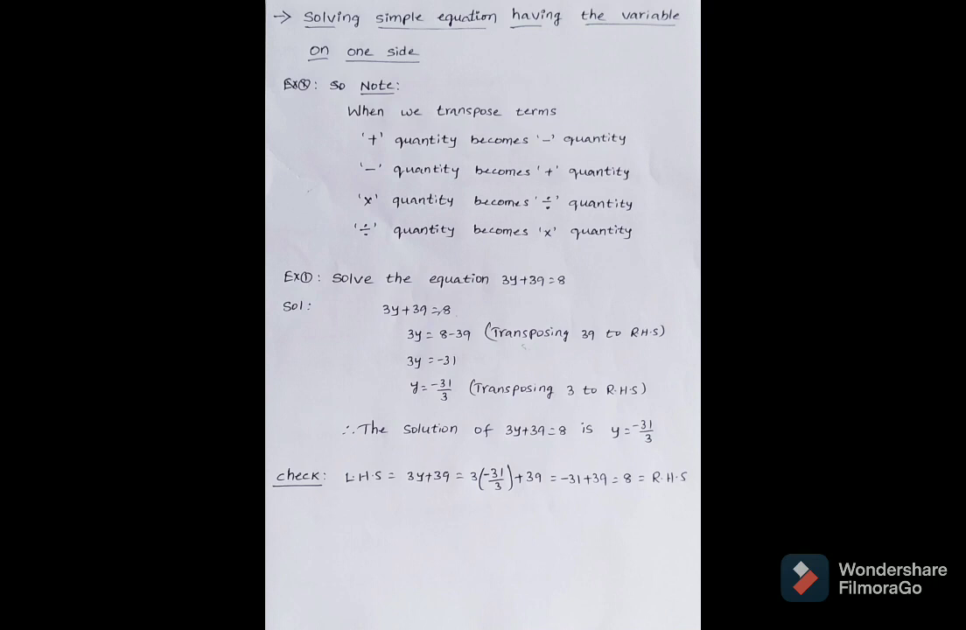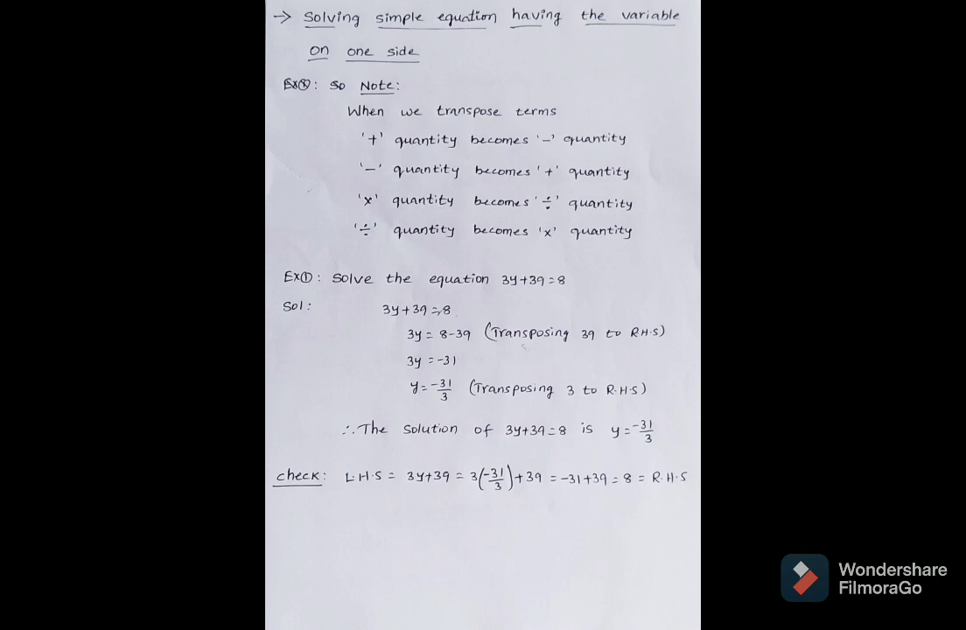Let us discuss solving a simple equation having the variable on one side. Before solving an equation, we note that when we transpose terms, plus quantity becomes minus quantity, minus quantity becomes plus quantity, multiplication becomes division, and division becomes multiplication. See the example.